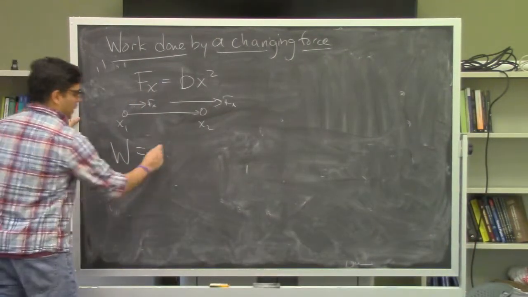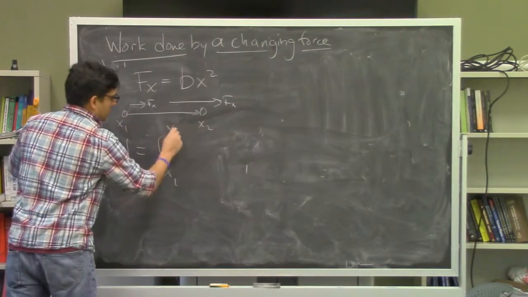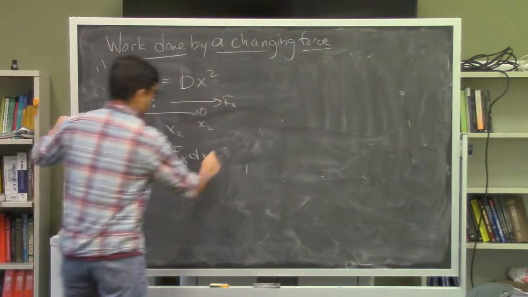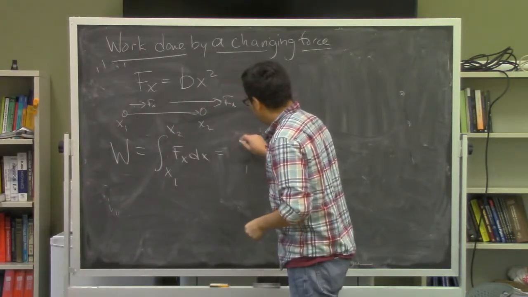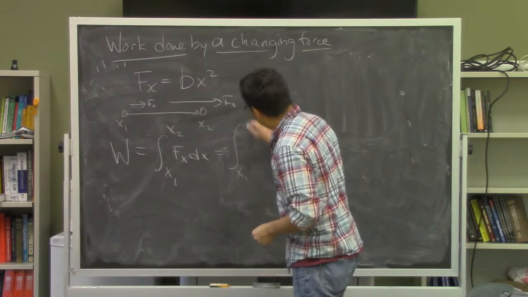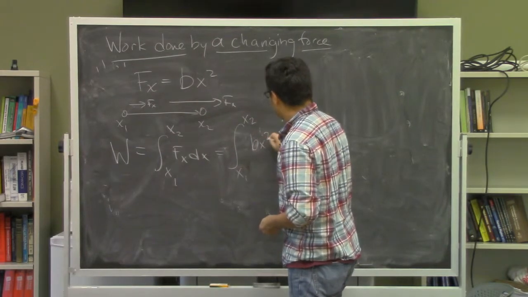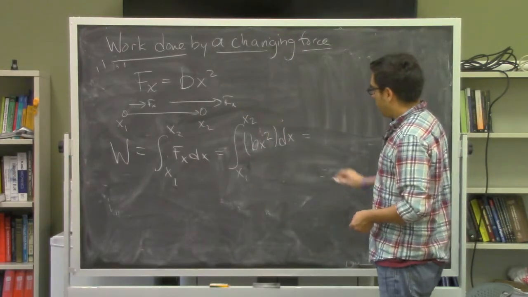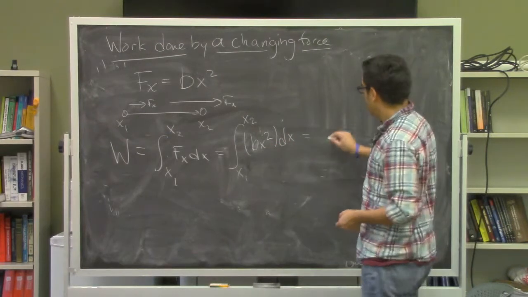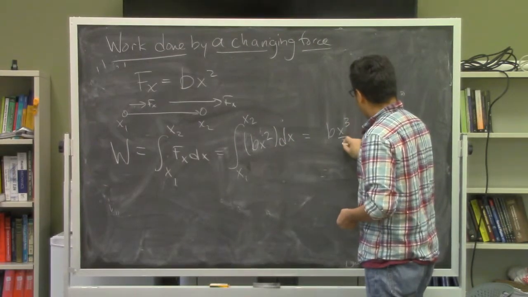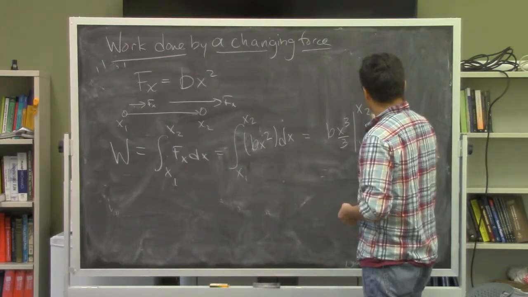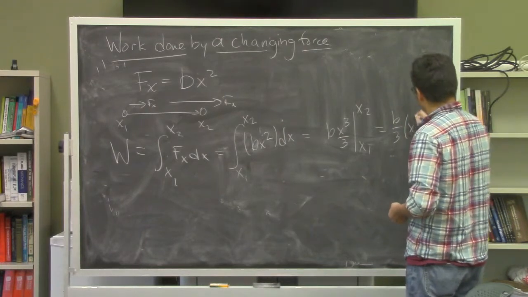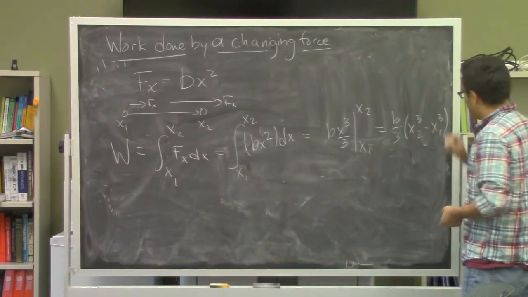So the work that's done in that case is the integral from x1 to x2 of Fx dx. We're only going in 1 dimension. And so we will go ahead and plug that in, and we'll say we're going to integrate from x1 to x2 of bx squared, that's the force, times dx. What we'll get is x cubed over 3 evaluated at the endpoints. So that's b over 3 times (x2 cubed minus x1 cubed).